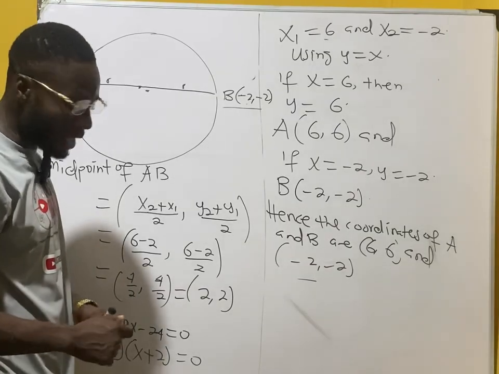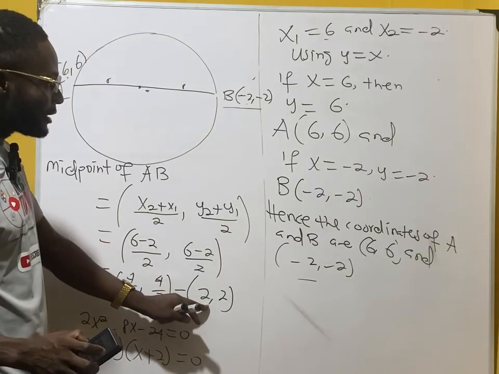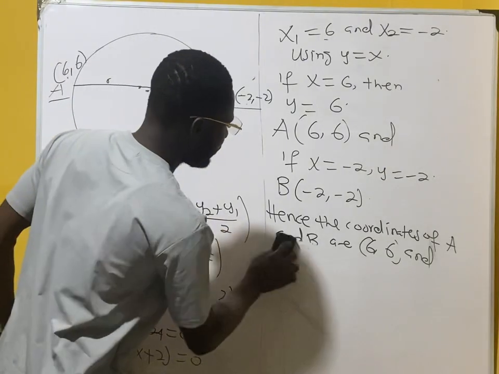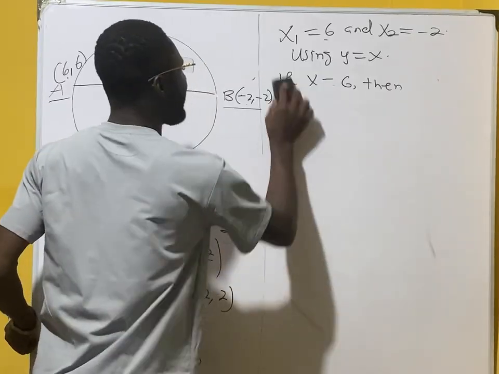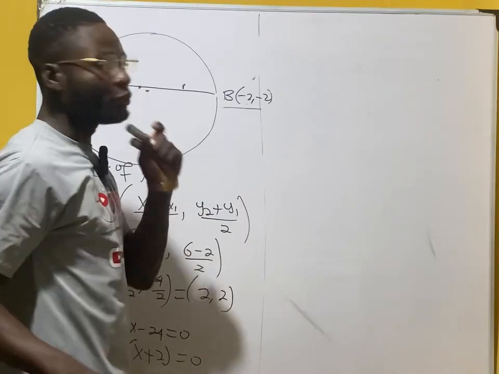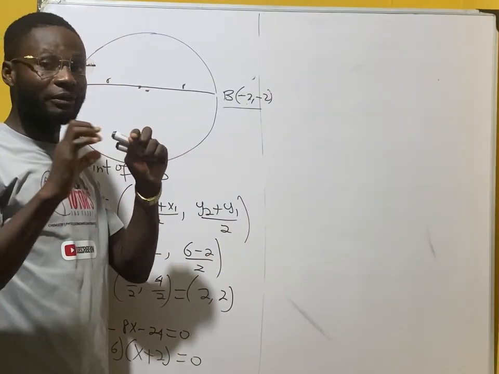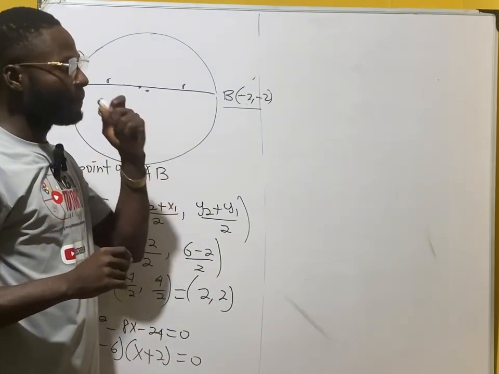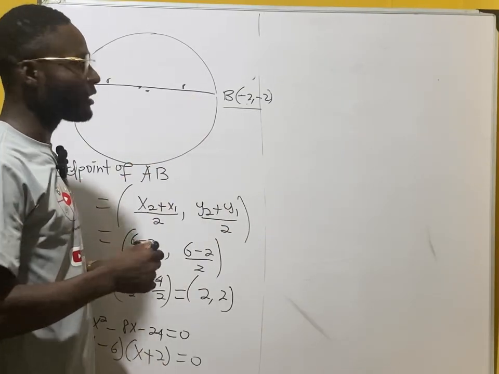Now once we have the midpoint of line AB, we are going to use the midpoint, and then we have to find the radius as well, because we are going to use the general form of the equation of a circle, right? So first of all, let's find the radius of this circle.